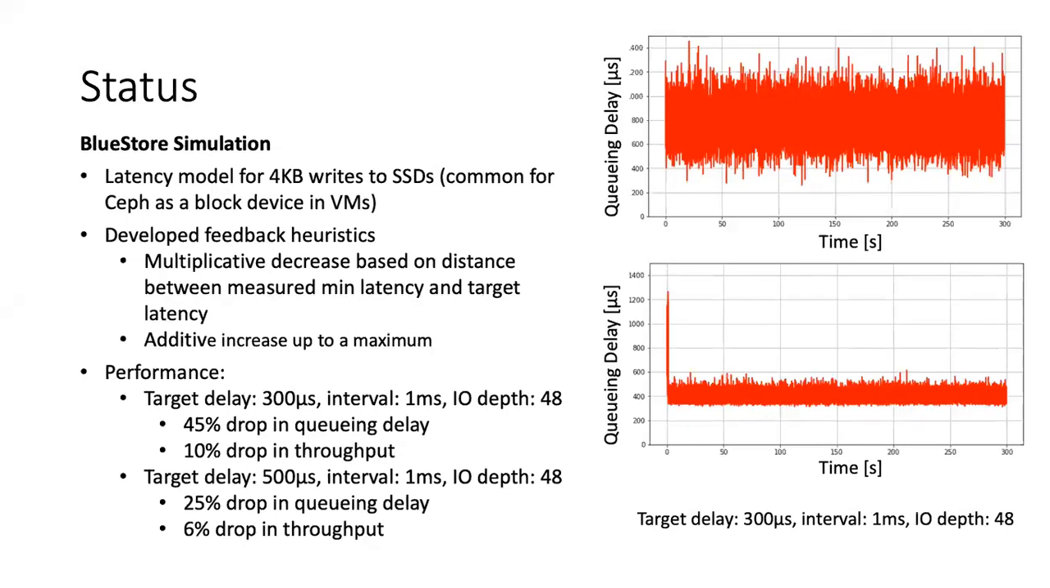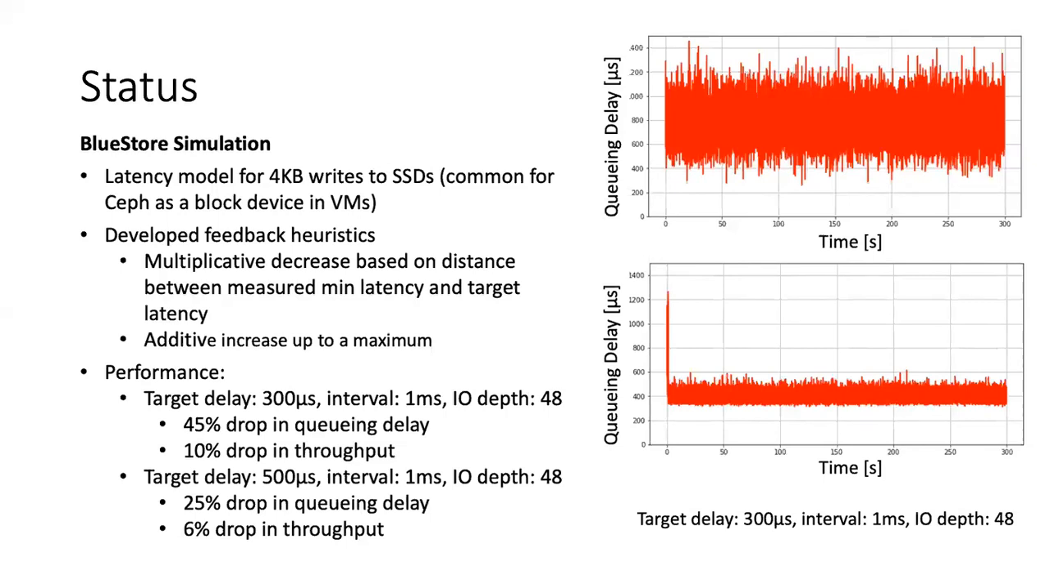This is right at the edge of what we deem to be acceptable, but the 45% drop in queuing delay means a significant number of requests remained on the RADOS side, and a significantly smaller number of requests are in BlueStore, thereby increasing the ability of the front end to schedule effectively, while still having acceptable throughput in the backend.